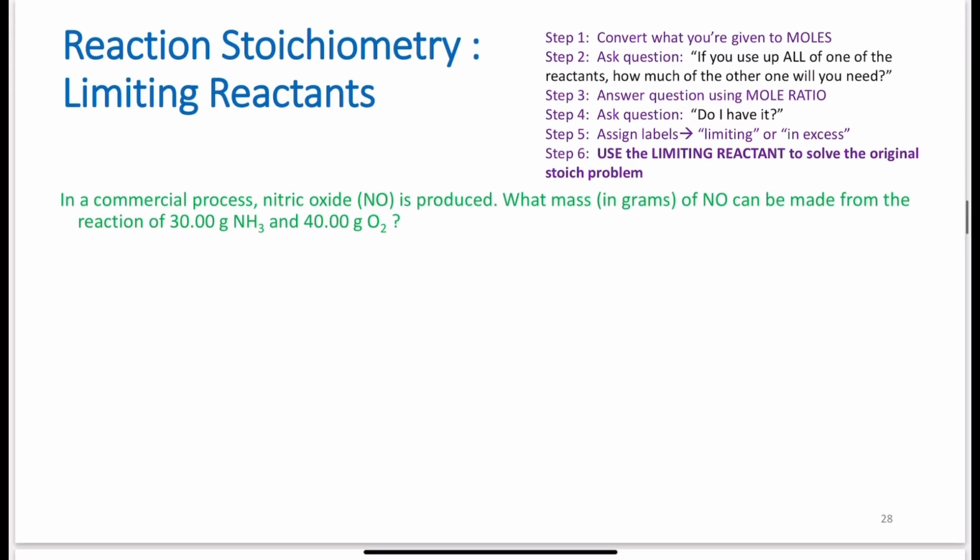So let's go through an example like this. In a commercial process, nitric oxide, NO, is produced. What mass in grams of NO can be made from the following reaction? I've got 30 grams of ammonia reacting with 40 grams of oxygen gas. Now, let's write out our balanced reaction because we definitely did not give it here.